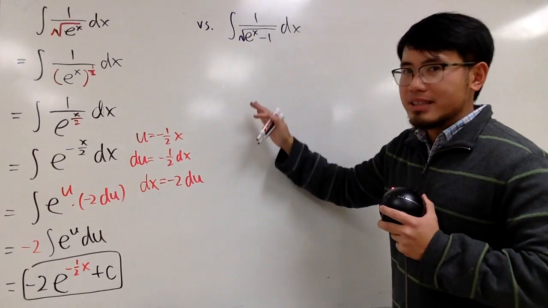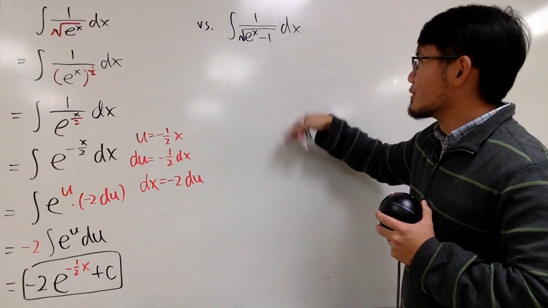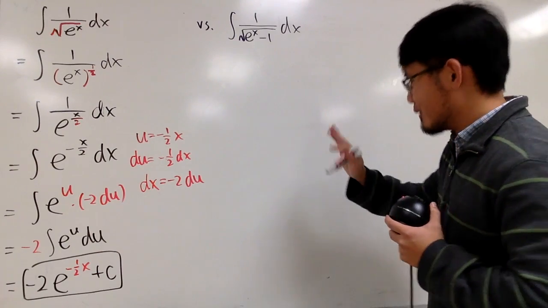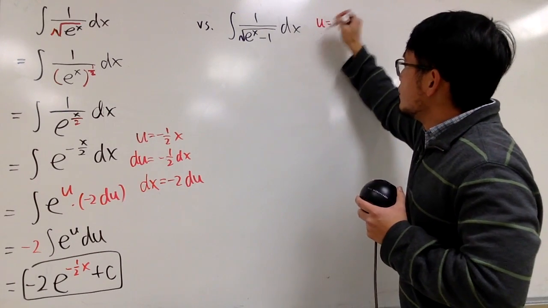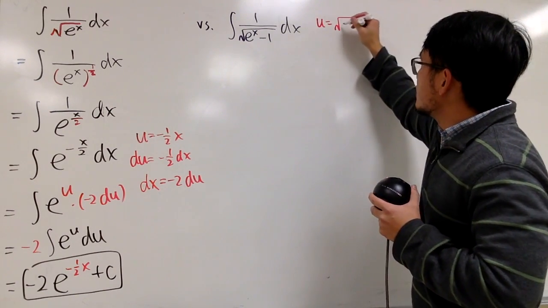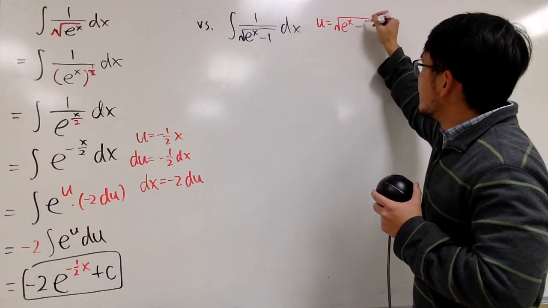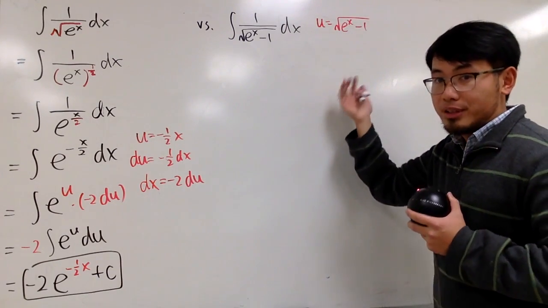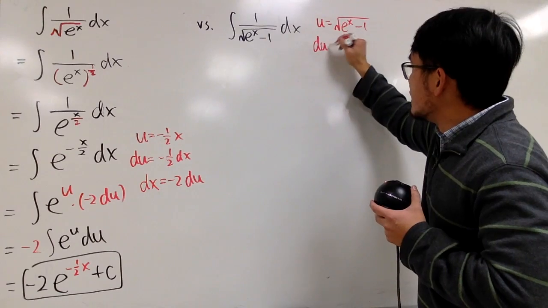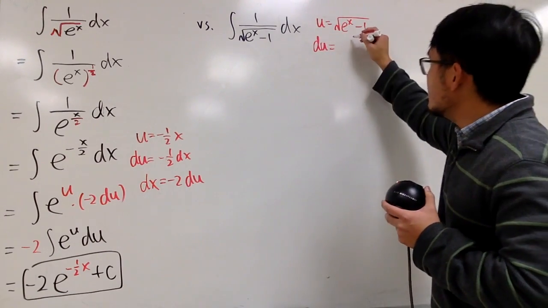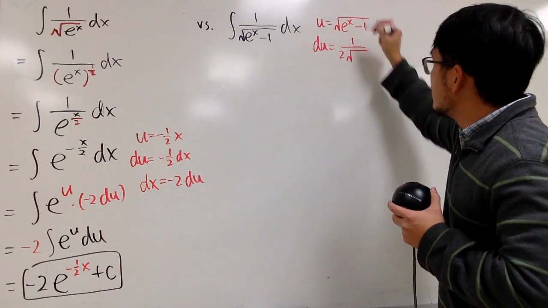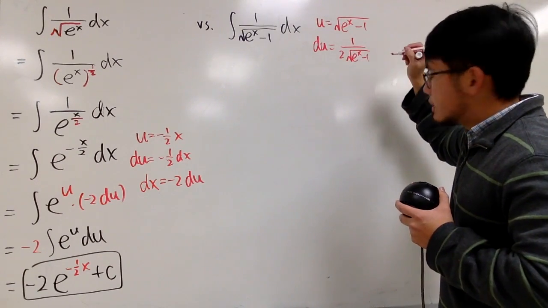And the answer to this is not going to be ln, absolute value of square root of e to the x minus 1. No. But anyway, let me put this down right here for you guys. I'm going to let u equal to the whole denominator, which is the square root of e to the x minus 1. So now let me just go ahead and take the derivative. So we have du, and the derivative of square root is 1 over 2 square root of the inside. So let's put that down right away, like this.